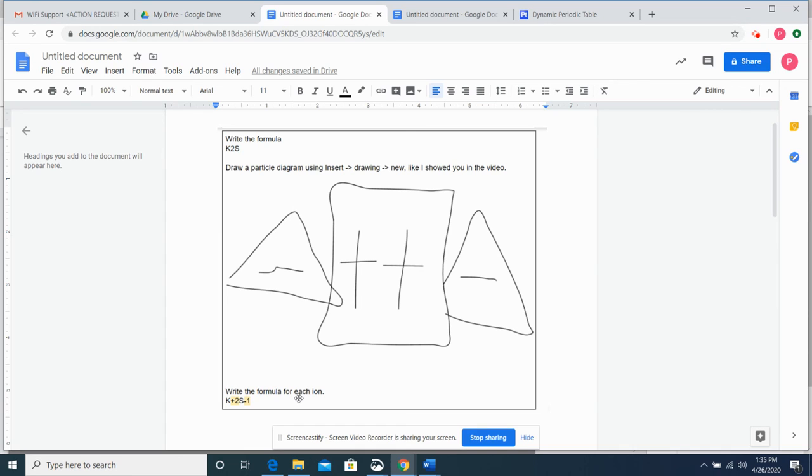So check your answer. Make sure you understand why your answer may or may not be correct. Make sure you understand what's wrong with this one so that you can do the next one correct. I'm going to do a couple more examples for you in a couple more videos today, and then you'll be able to do some on your own.